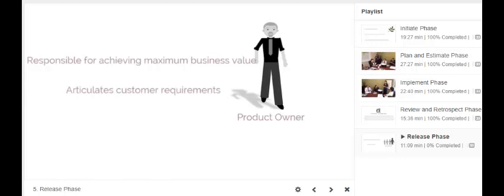Product owner is the first source of input. The product owner is the person responsible for achieving maximum business value for the project. He or she is also responsible for articulating customer requirements and maintaining business justification for the project. The product owner represents the voice of the customer.